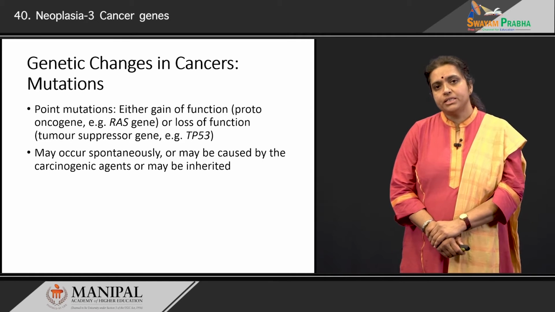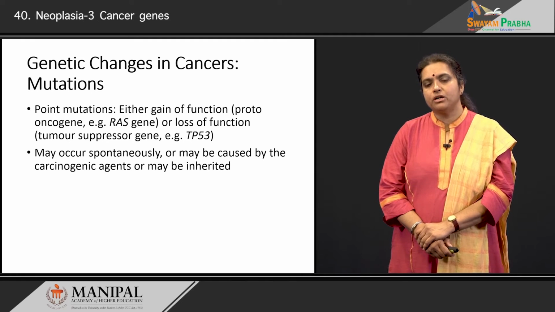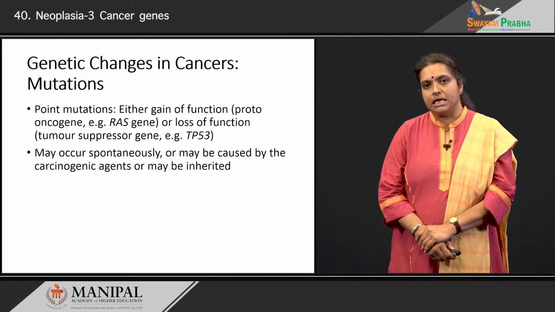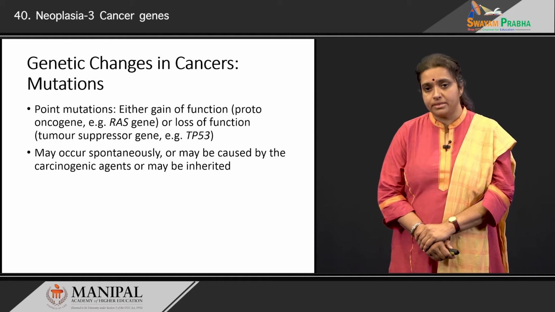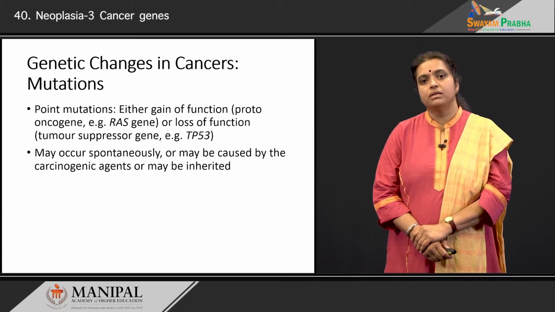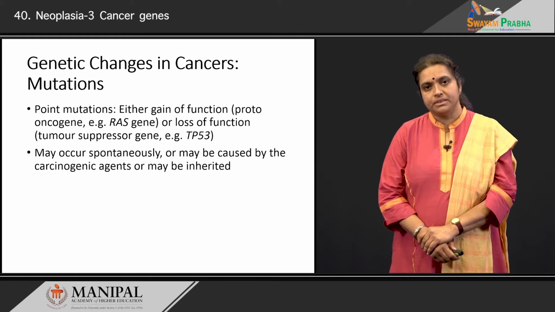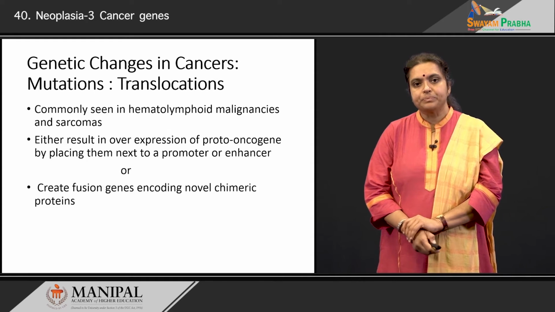Now, these mutations can occur on their own spontaneously, or they may be caused by carcinogenic agents such as chemical carcinogens or radiation, or even be inherited. So, whatever the cause is, if there is a mutation within a proto-oncogene or a tumor suppressor gene, that could turn the cell malignant.